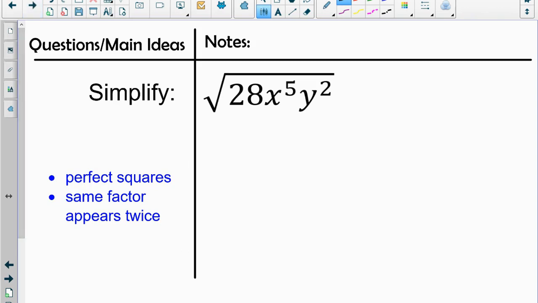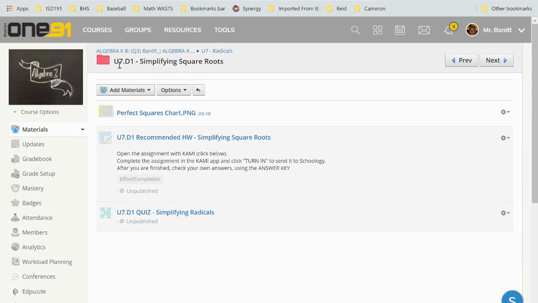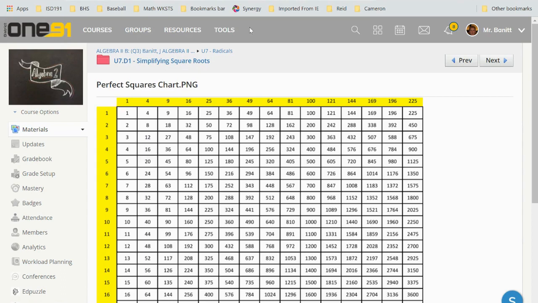So if we go to Schoology, you should find that perfect square multiplication chart that looks like this. I'll show you where it's at. It's in the Unit 7 Day 1 folder where you found this video. It's just called Perfect Squares Chart. It's just an image, so if you click on that, it'll open up this image.